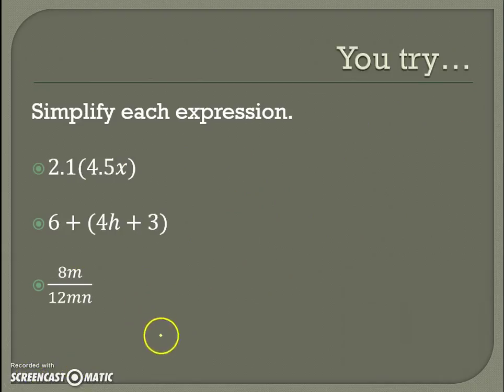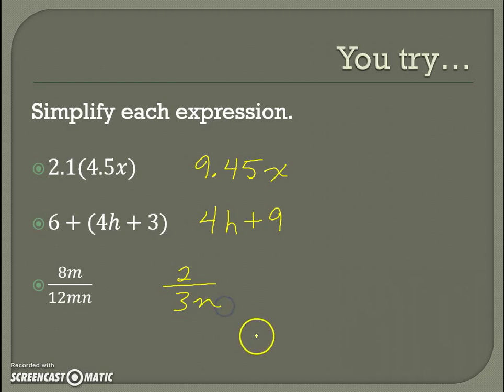Okay, so go ahead and try simplifying these expressions on your own. So you'll want to pause and do these problems. This first one hopefully you found to be 9.45x. This next one right here, hopefully you got to be 4h plus 9. And on this last one, that is 2 over 3n.